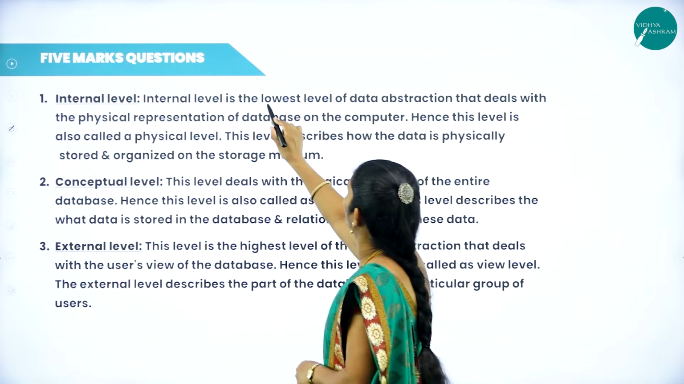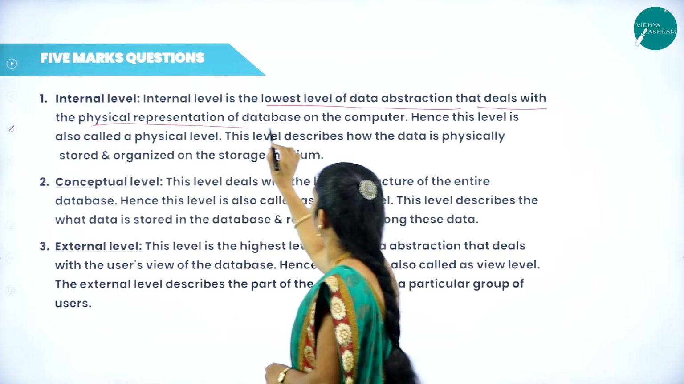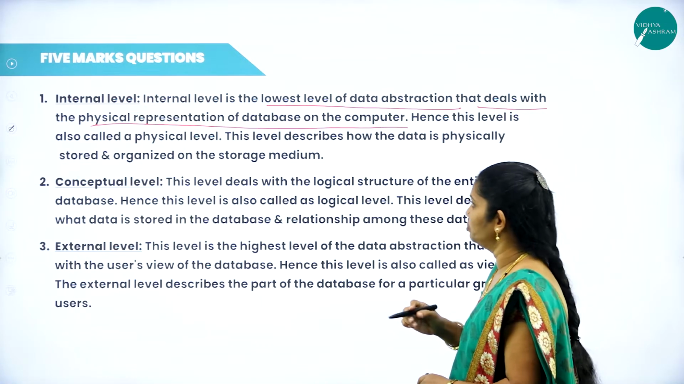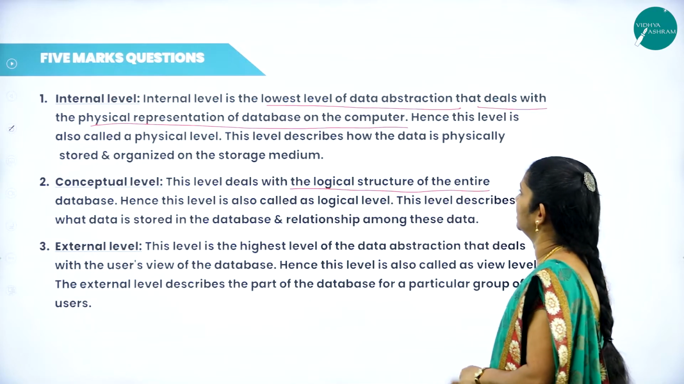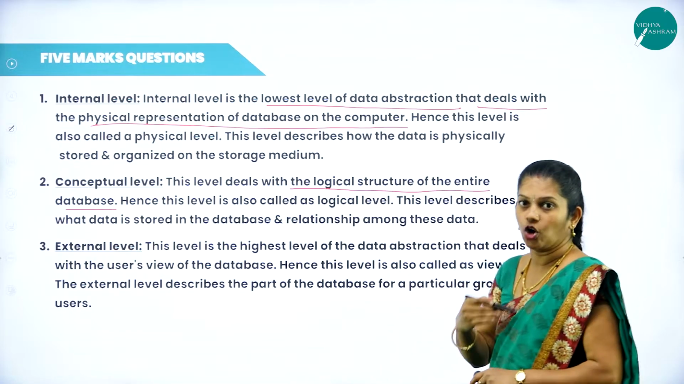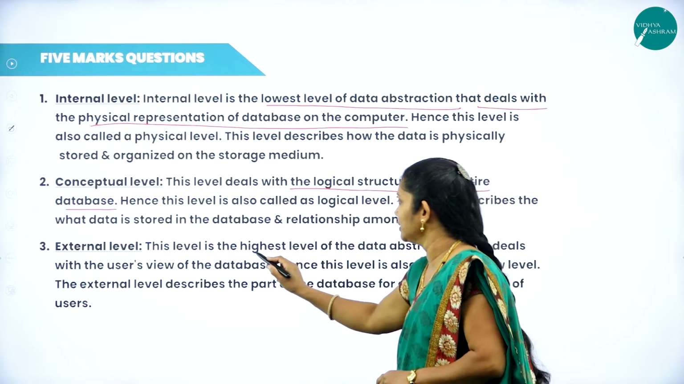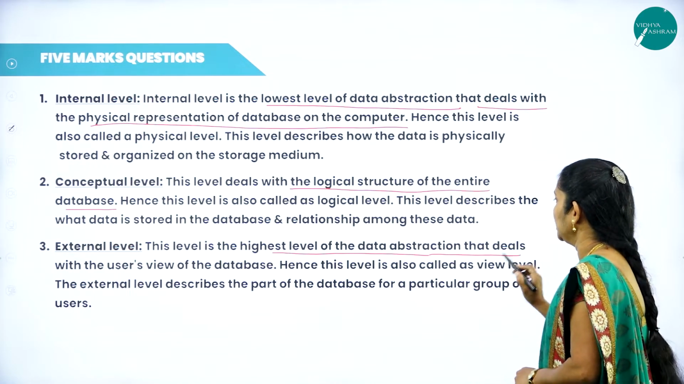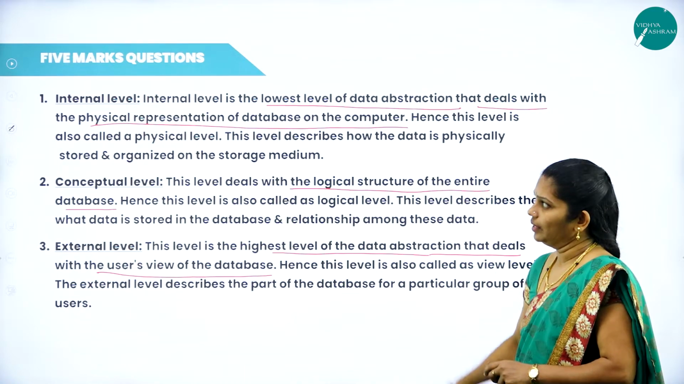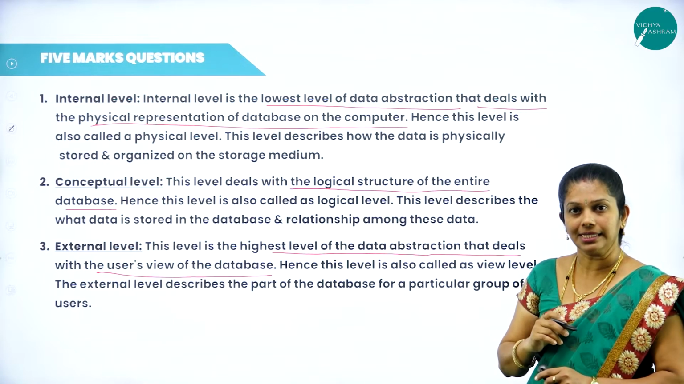The internal level is the lowest level of data abstraction that deals with the physical representation of data on the computer, physically where exactly it is stored. But the conceptual level deals with the logical structure of the entire database. What is that data, which data type it is, how much space it requires, regarding that it mainly deals. But the external level is the highest level of data abstraction that deals with the user view of the database especially. These are the three levels of data abstraction: internal, conceptual as well as external level.